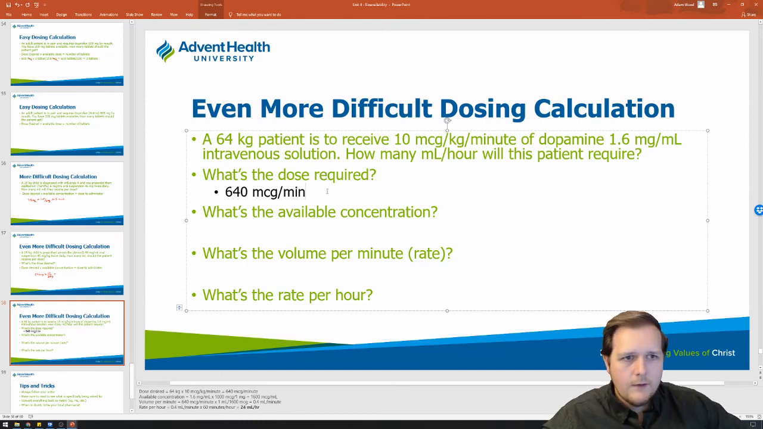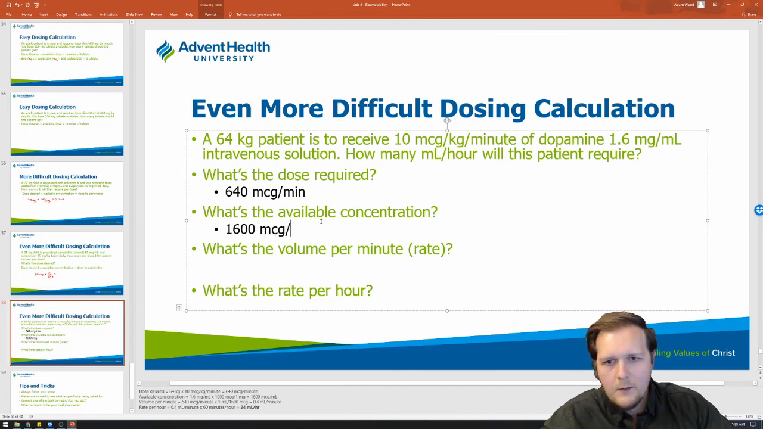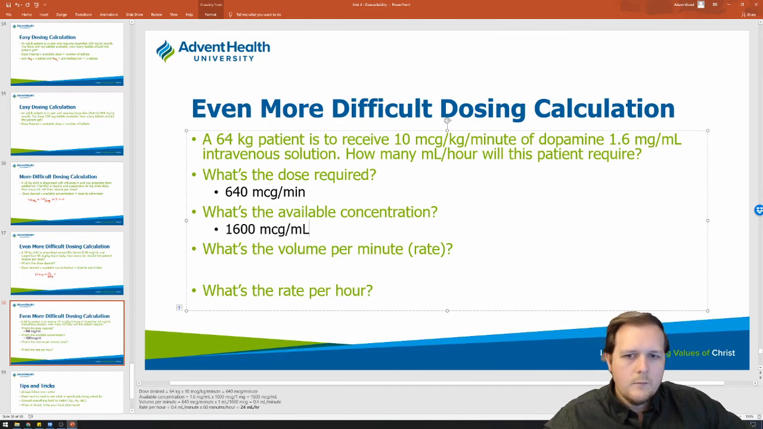Okay, that's all well and good. Well, how do I figure out what to do from there? Okay, what's the available concentration I have for this? Well, I said 1.6 milligrams per ml, but I'm dosing it here in micrograms. So I know I can go ahead and convert this over from milligrams to micrograms. I can just kind of move this over 3 spots to the right. So I know this is going to be 1600 micrograms per ml, right? Okay, so I got that.